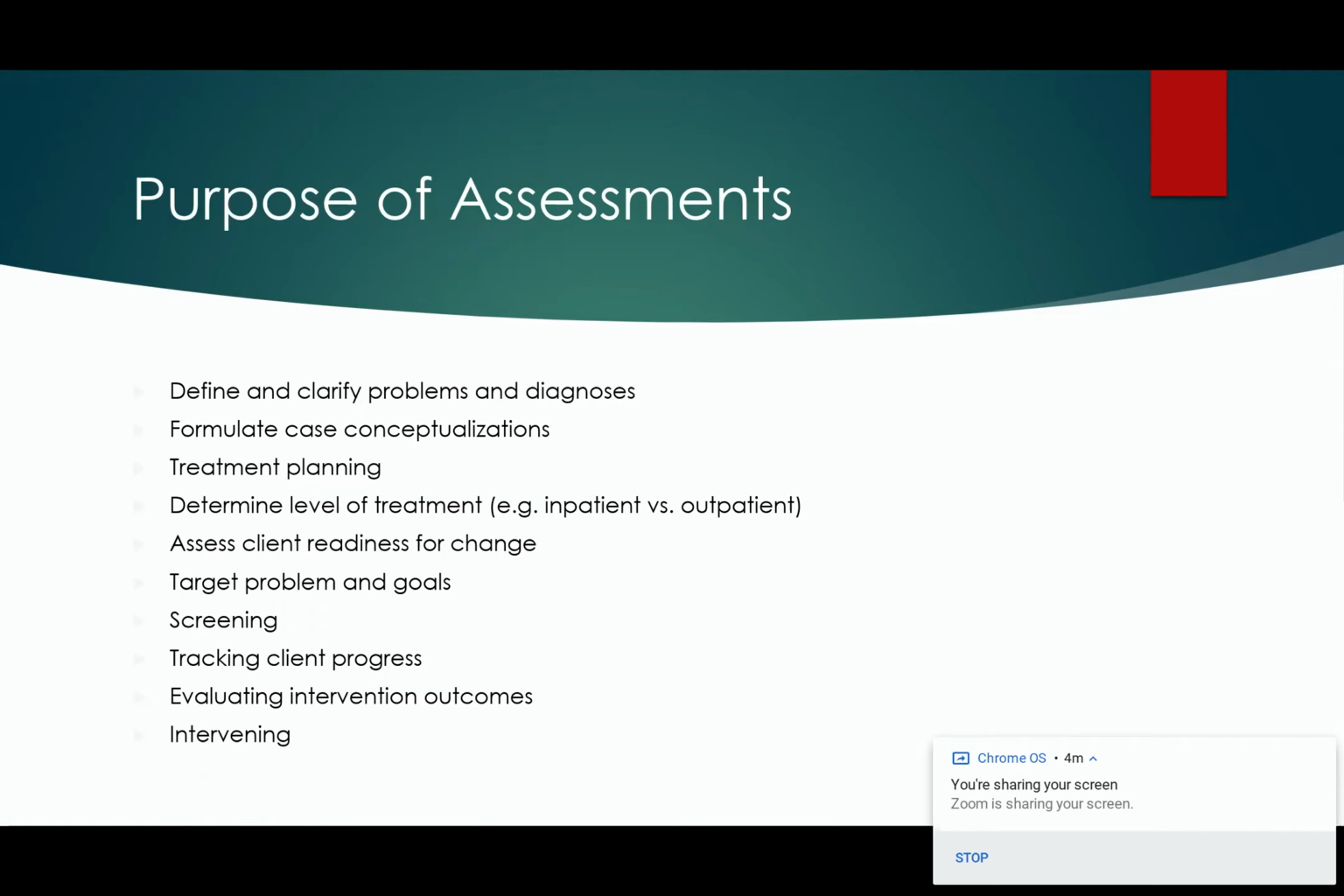evaluating intervention outcomes. So again, tracking the progress, making sure what we're doing is helping, especially not hurting. And also that an assessment can serve as an intervention tool. So when we have an assessment and we prompt clients to gain insight into their symptomology and their stressors and what's happening, that can really help them in moving towards change.